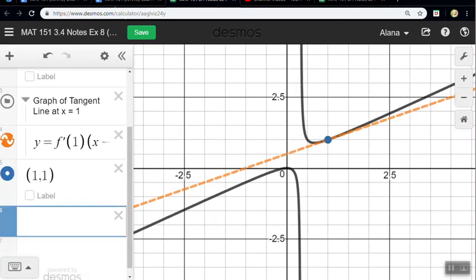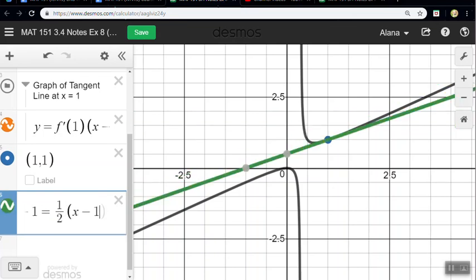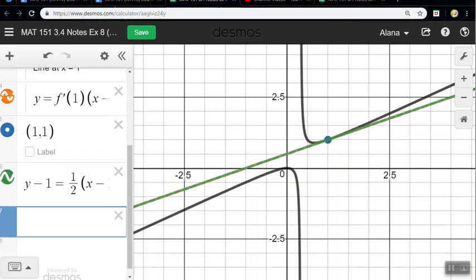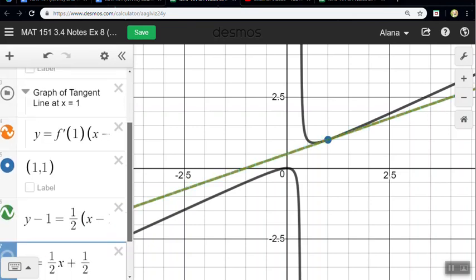But if you want to make sure that what we did works, you could say y minus 1 equals 1/2 times x minus 1. You can actually just type in the equation in point slope form or slope intercept form if you want to check that. So y equals 1/2 x plus 1/2. And sure enough, they're all the same. They're all equal to that tangent line. So what we did was absolutely correct. And that's how to verify it with our lovely Desmos.